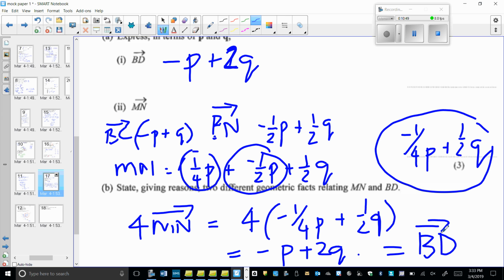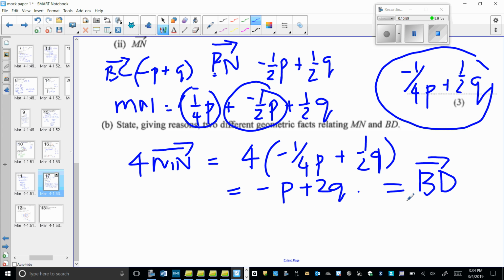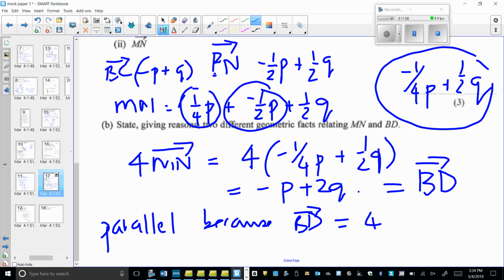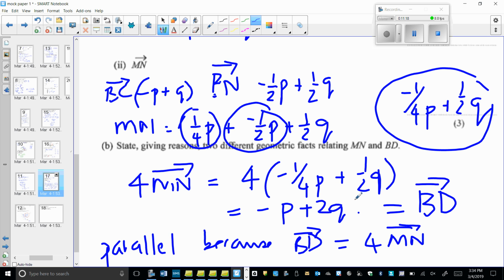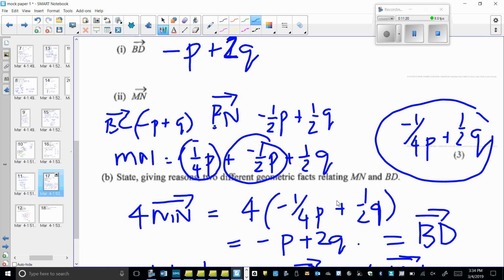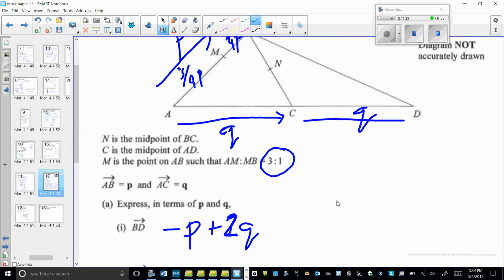And if you remember, what we said was, if you could somehow write these vectors as multiples of each other, it means that they are parallel. So we know that they are parallel because BD is equal to 4 lots of MN. I don't know what else they want to say. I guess they're probably the 2 facts that they want.